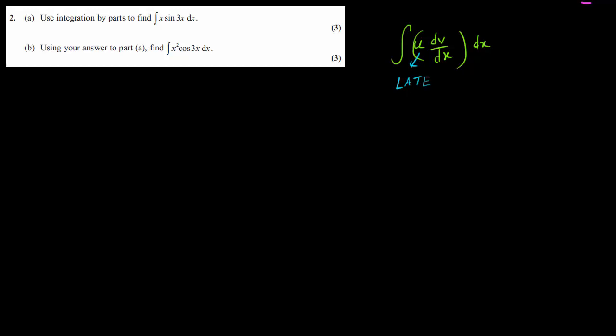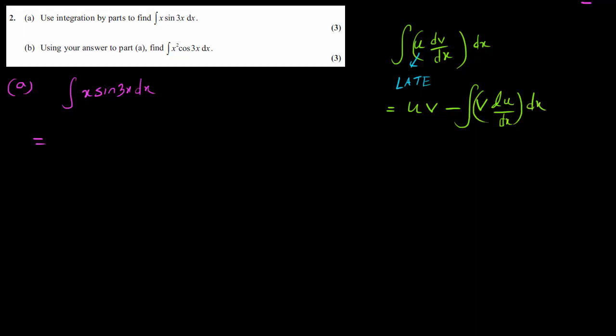L for logarithm, A for algebra, T for trigonometry, and E for exponential function. Now what we do over here is that, first of all, we have integration of x sine 3x dx. So this is going to be equal to uv minus integration of v derivative of u dx.